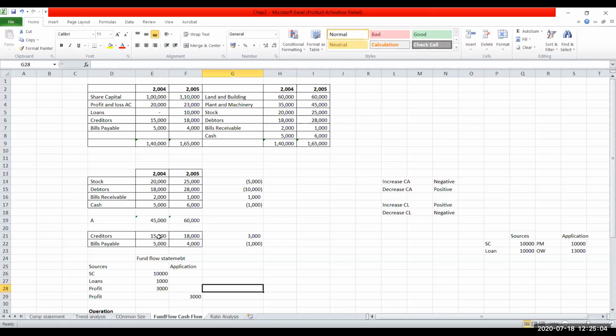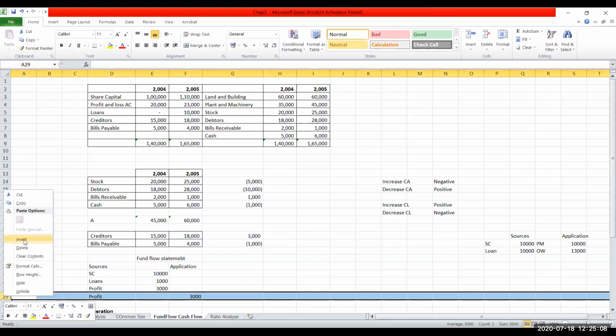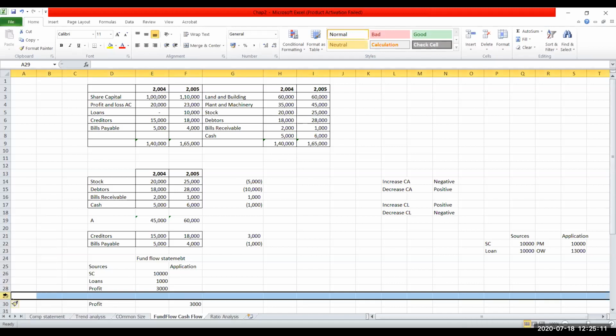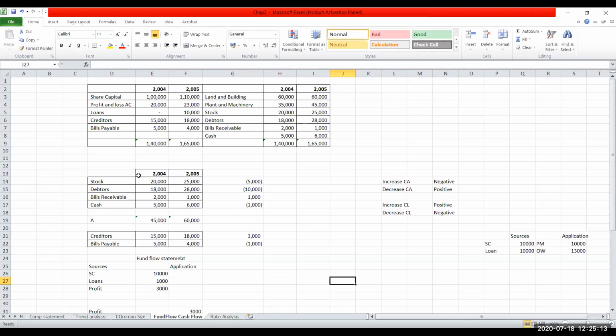Okay, here if I see, one second. So this is the schedule of changes in working capital, and this is what I'm doing for the fund flow. So always you should have the sources and application of fund. So under sources, you have share capital, you got 10,000 rupees from them. So this also is 10,000 rupees. Okay, and profit you have 3,000 rupees. You have to say compared to last year it is only 3,000. That is a positive sign. So that's what I have written.